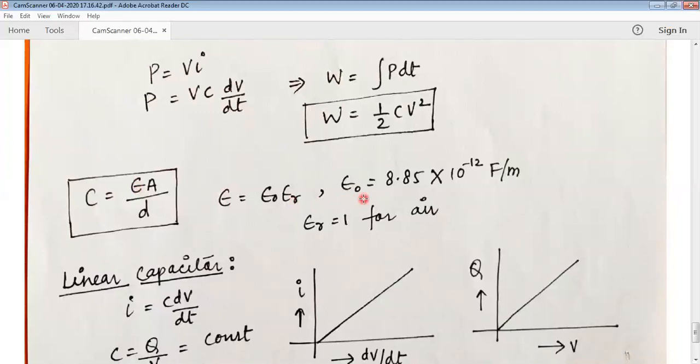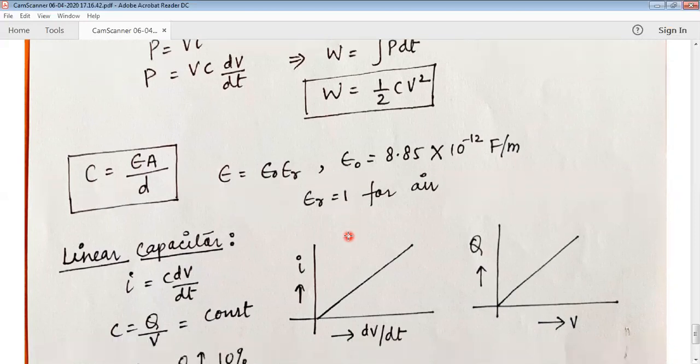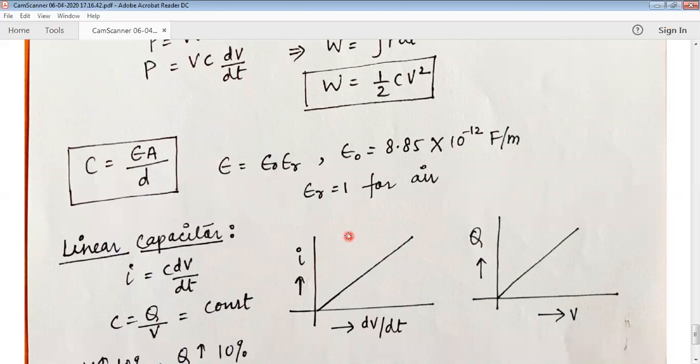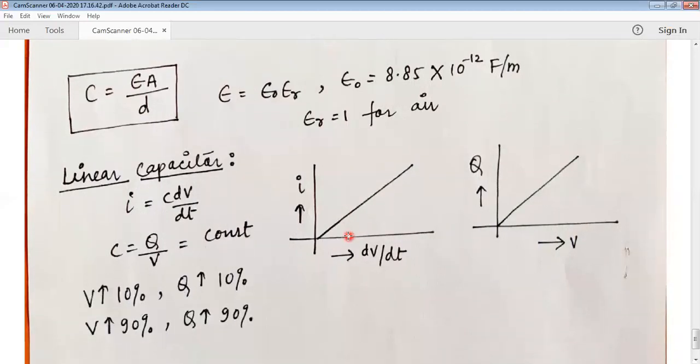And the value of epsilon naught is constant, that is 8.85 into 10 power minus 12, and the unit is farad per meter. And the relative permittivity for air is equal to 1. For other materials, some value will be there, but if you are using air as a dielectric, then the value of relative permittivity is 1. Clear? Now let's move towards the linear capacitor and the non-linear capacitor.